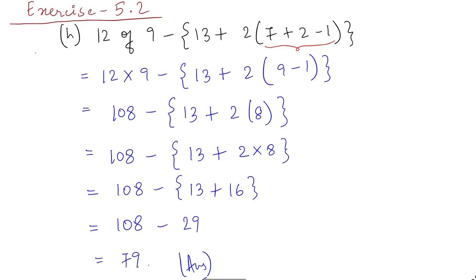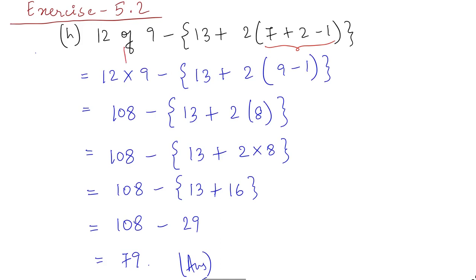The question is 12 of 9 minus 13 plus 2 into 7 plus 2 minus 1. 7 plus 2 minus 1 is given inside parenthesis. That means we have to solve this first. Now 7 plus 2 is 9. So in the next step we are going to get 12.